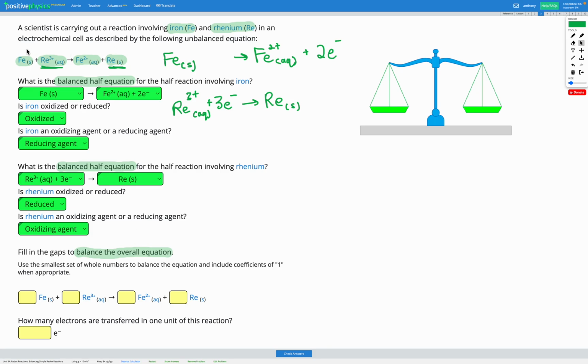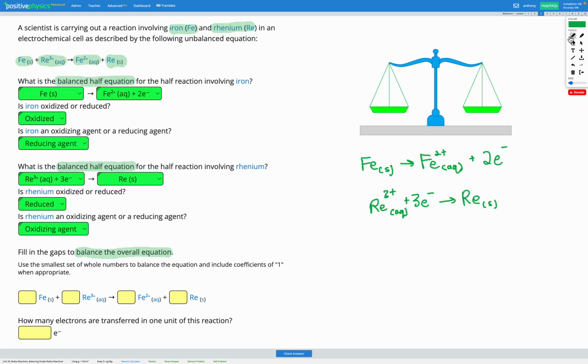So if we look at our original equation here, we've got an iron on the left and an iron on the right, and a rhenium on the left and a rhenium on the right. So it may look like it's already balanced. However, it's not balanced in terms of charge or electrons, because on the left of our equation, we've got a 3+ on our rhenium, and on the right of our equation, we've got a 2+ on our iron. So the charge is not balanced. So we're going to have to combine our two equations together so that the number of electrons and the charge is balanced.